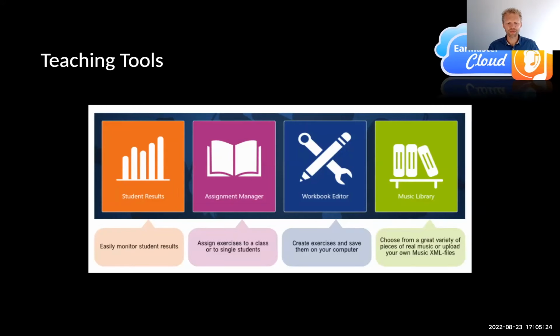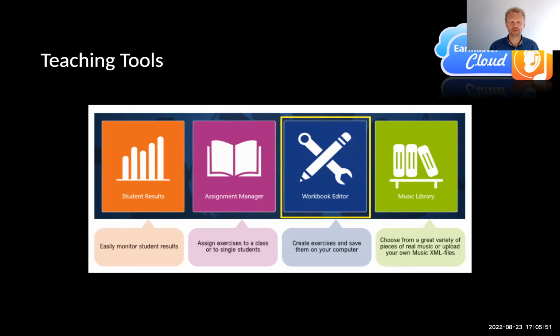The teaching tools in EarMaster Cloud are only available to music educators, so students won't be able to see them. The first one is student results, which is used to monitor the students' progress and check their scores for assignments and tests. Then we have the assignment manager, which is where you choose assignments for your classes or individual students and make them pop up when they open the app.